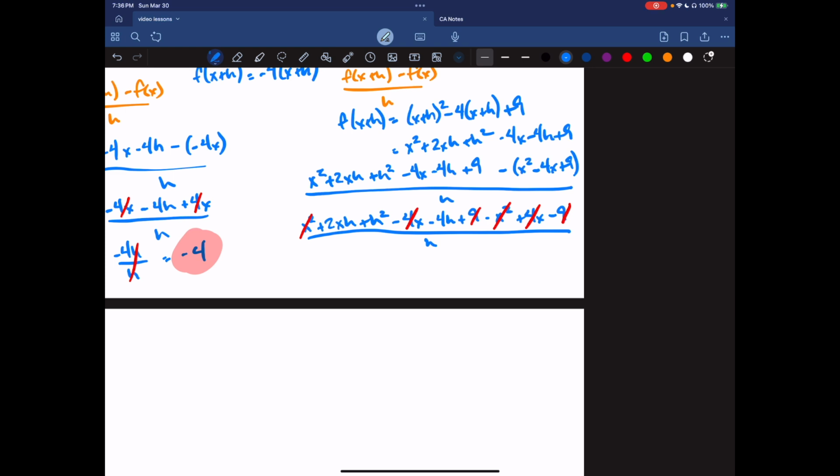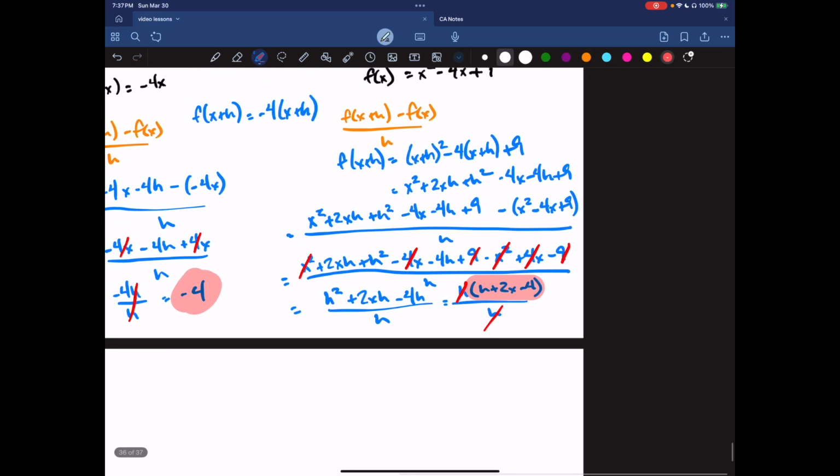And so this is going to leave me with, just going to rearrange some terms, h squared plus 2xh minus 4h over h. Now, you should notice that everything has an h in it. So let me factor that out. That's going to be h plus 2x minus 4. And there's what the leftover is going to be my answer. Okay.